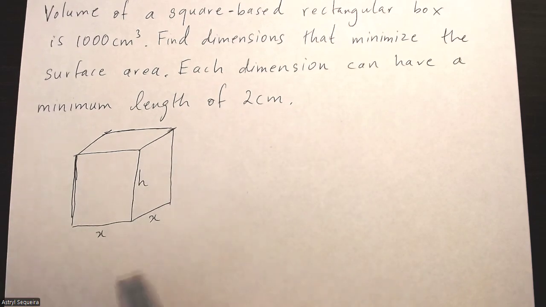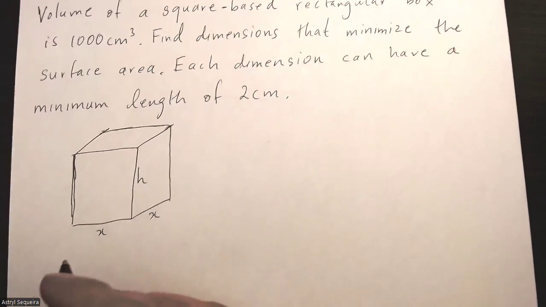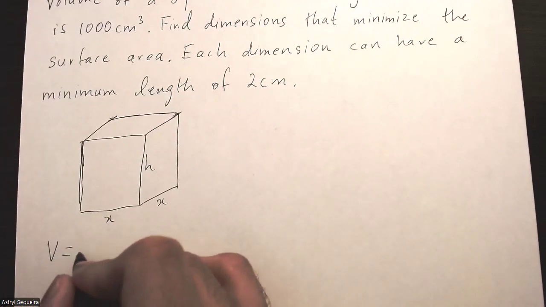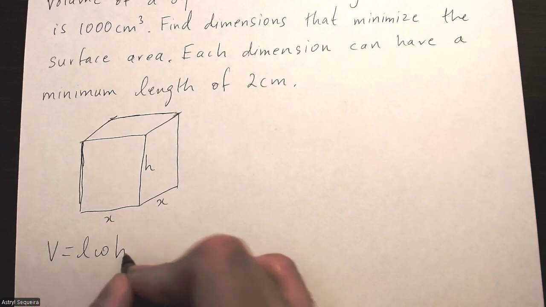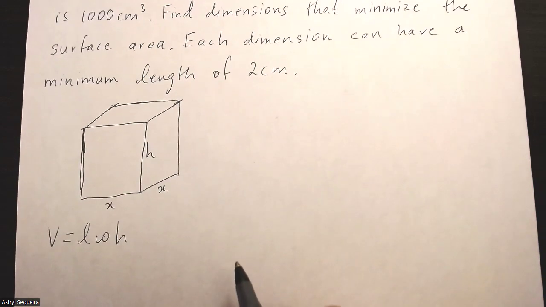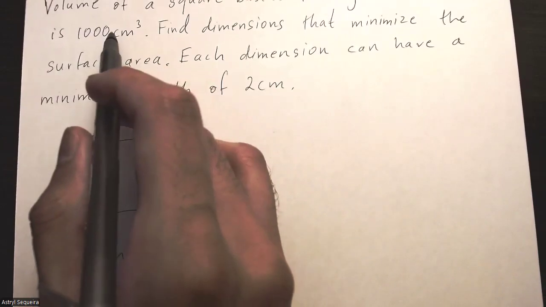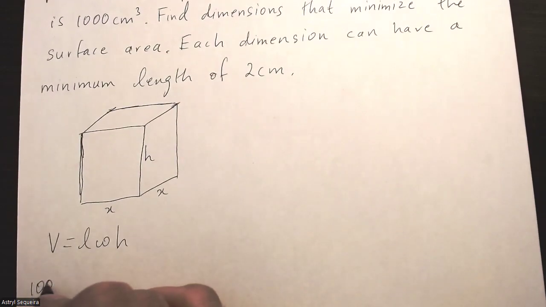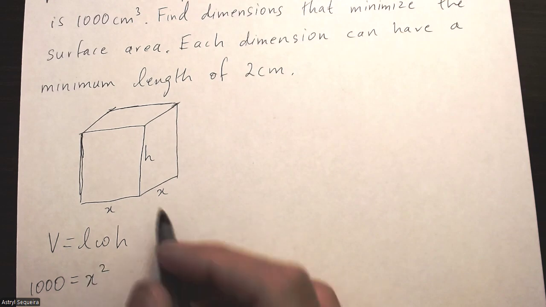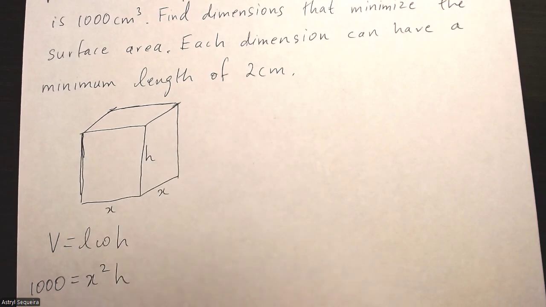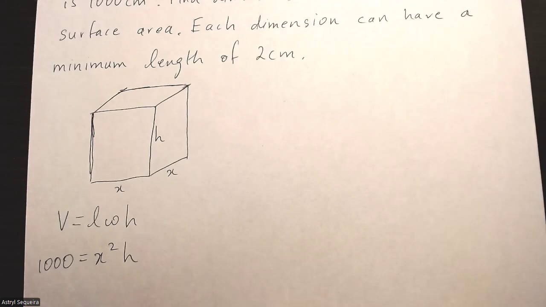So I know that the volume of this figure has to be 1000 centimeters cubed. So I know my volume equation is just length times width times height for any rectangular prism. And then I know that the volume in the question is given as 1000. Length and width are both x, so x times x is x squared. And then the height is just h over there.